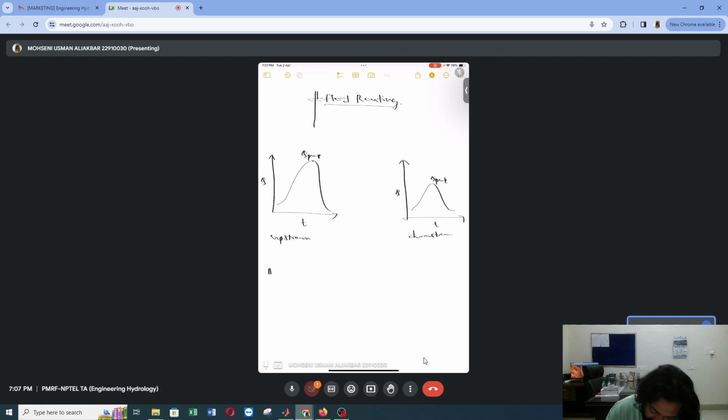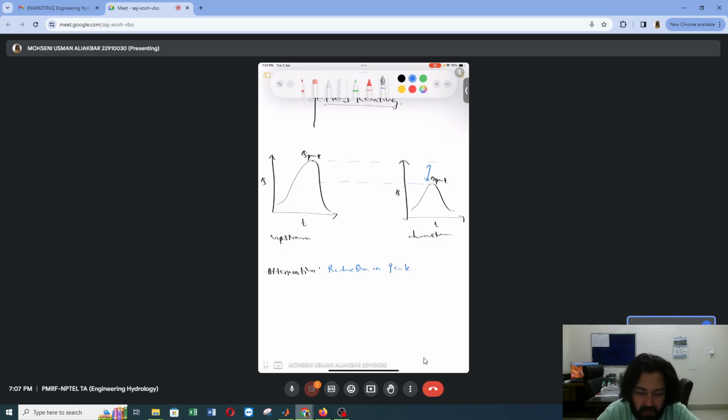So the first change, we call it attenuation. So what does attenuation mean? Attenuation means nothing but the difference in peak. So if we can see here, there is some difference in peak of both the discharges of the hydrograph. So this difference is called attenuation. Attenuation is nothing but reduction in peak, right? Now there will be some difference in lag also, right?